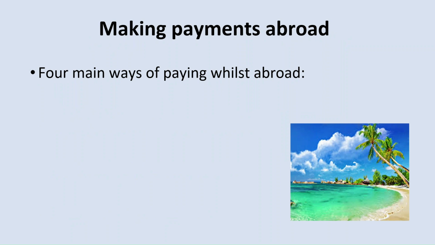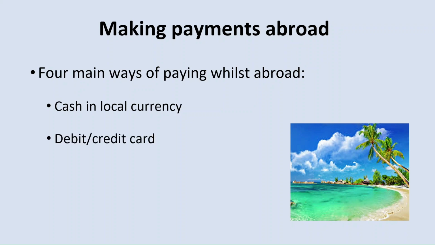But how do we make payments if we go abroad? Well, there are four main ways of paying whilst we're abroad. The first one is, of course, taking cash in the local currency. We exchange our pounds for whatever their local currency is, we take it and we use it just like we would cash at home. There's also the opportunity to use our debit or credit card.